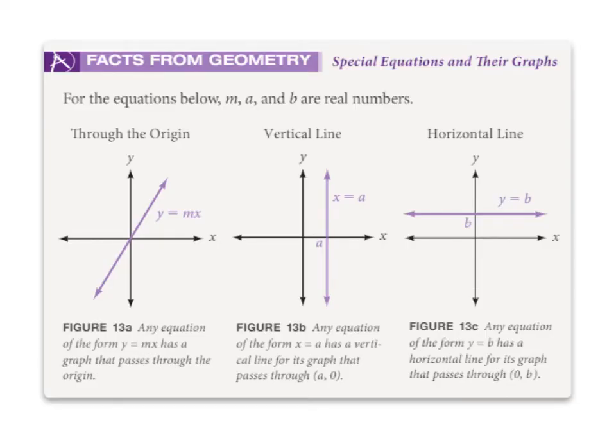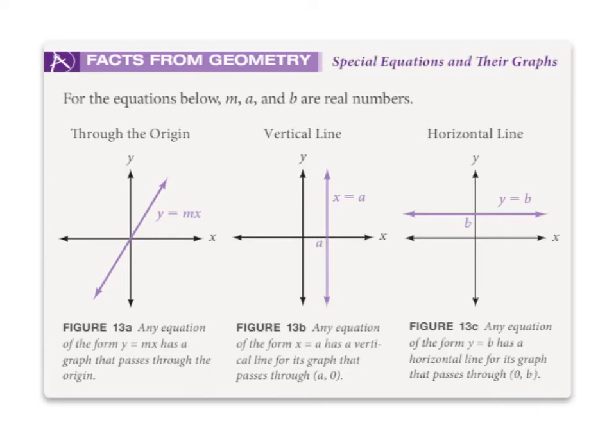Now I took this directly from the book. I'm going to give credit where credit is due. Remember, this is an XYZ text from Turner and McKeague. It's a little fact from geometry, some special equations and their graphs. For the equations below, m, a, and b are real numbers.